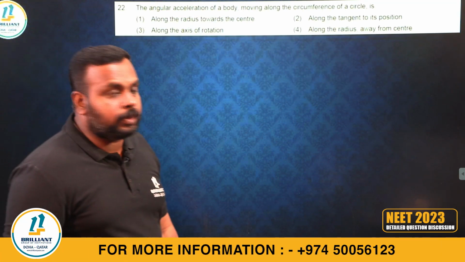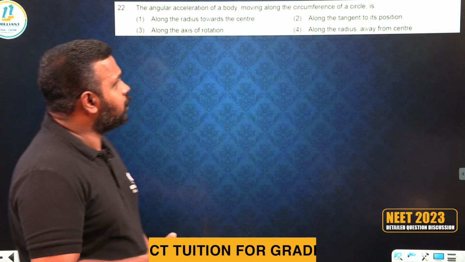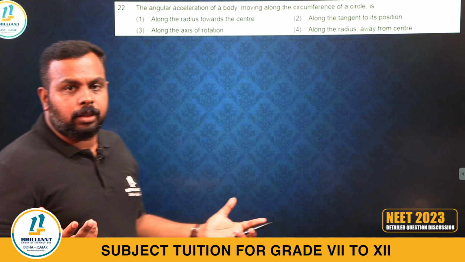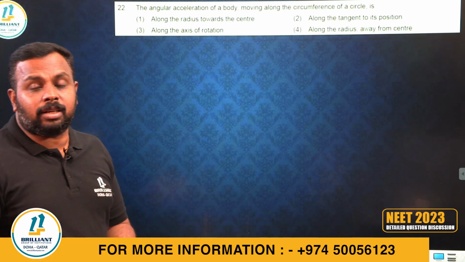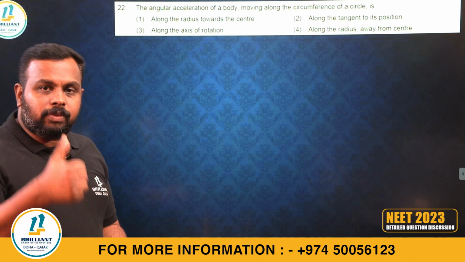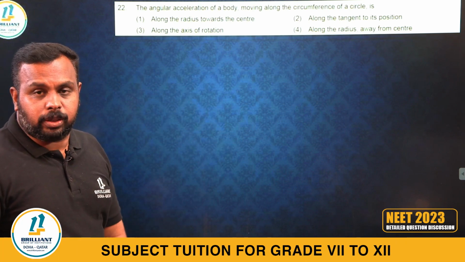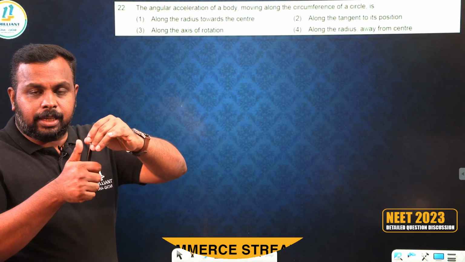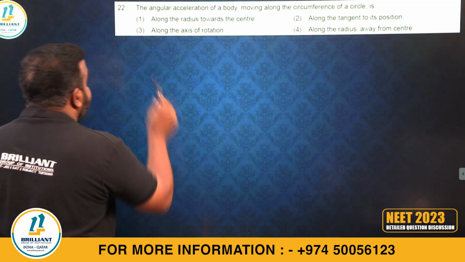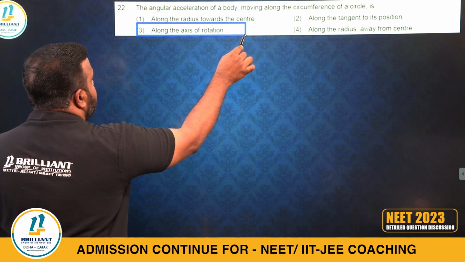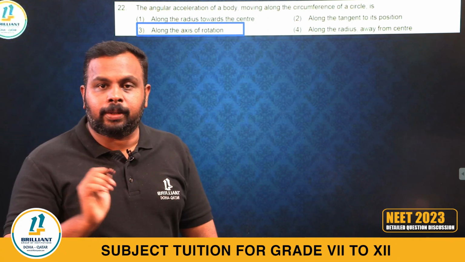Question number 22. The angular acceleration of a body moving along the circumference of a circle is? Easy question, direct. What is the direction of angular acceleration? Angular velocity and angular acceleration, you know, are along the axis of rotation only. If a body is rotating like this, the direction of angular acceleration is along the axis of rotation. It is a basic idea. So the answer is option 3, along the axis of rotation.